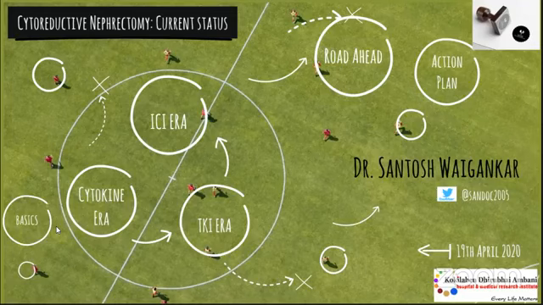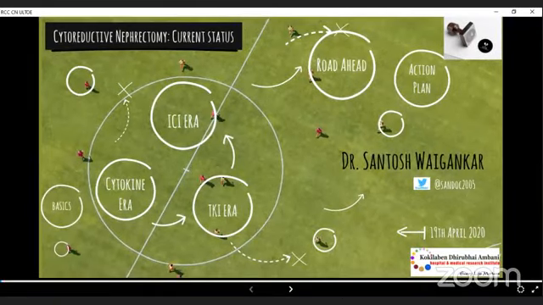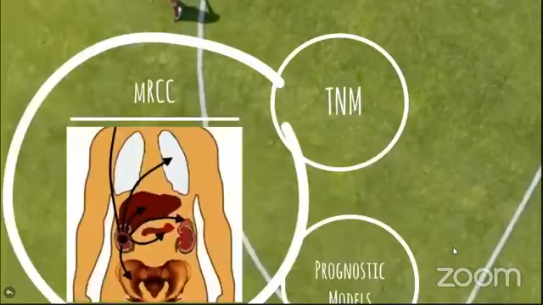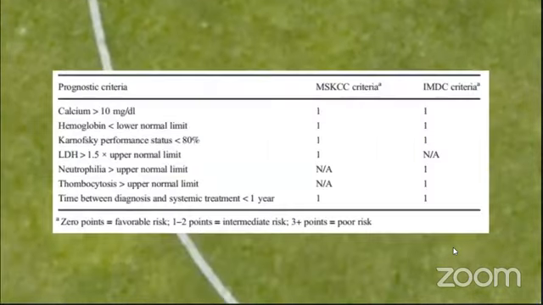But before that, for my trainee friends, we'll start with a little basics. As you all know, the TNM classification is extremely important in diagnosing RCC and staging it. More so, the prognostic risk criteria, which are the MSK-CC and IMDC, are used to stratify patients and also to decide which treatment the patient would be getting.